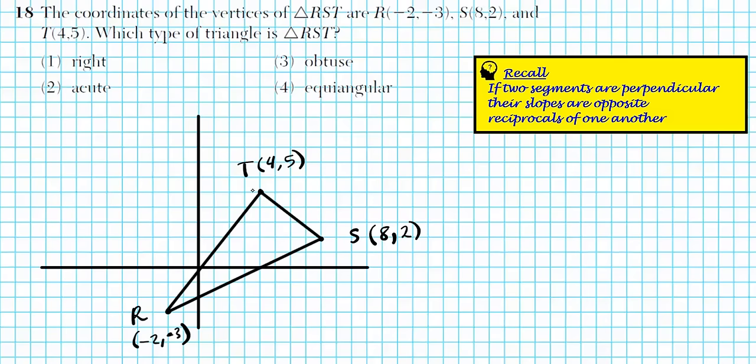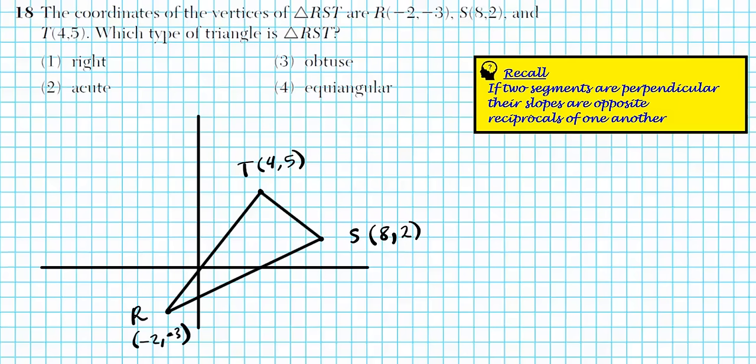Doesn't angle T look like a 90-degree angle? It certainly does. Okay, so it looks like our answer is going to be option number 1, but we can't make assumptions. We have to know for sure that this angle is in fact right so that we can conclude that triangle RST is a right triangle.